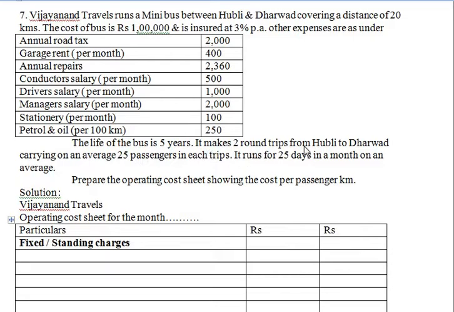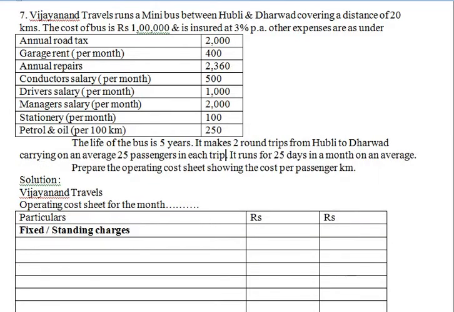It makes two round trips from Hubli to Dharwad, carrying on an average 25 passengers in each trip. Okay, it runs for 25 days in a month on an average. Prepare the operating cost sheet showing the cost per passenger kilometer. Okay, so this is what is the problem.